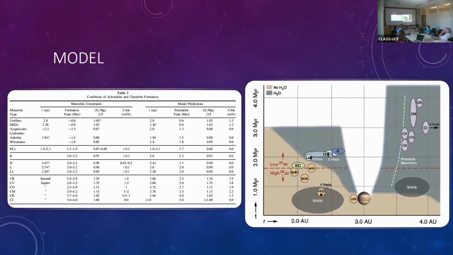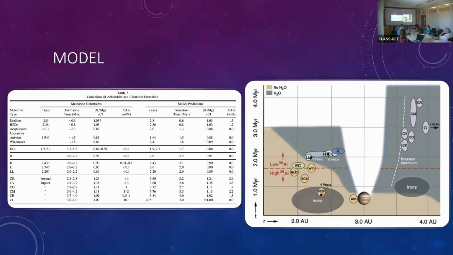So he basically did a model using the meteorite constraints to figure out where these meteorites formed in the solar system and when they formed and how many CAIs they had. And so this is going to be an upward angle. So he developed this model. Look on the right side. So he has the boundary between where you would accumulate high aluminum-26 and low aluminum-26. He placed the achondrites, the ordinary chondrites, and the carbonaceous chondrites on the map.